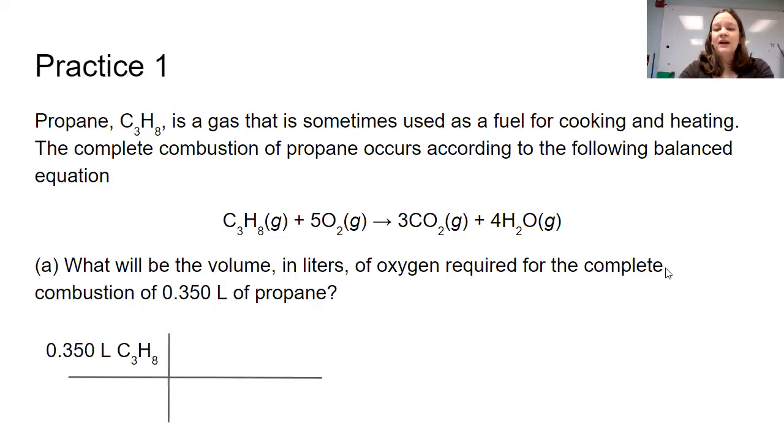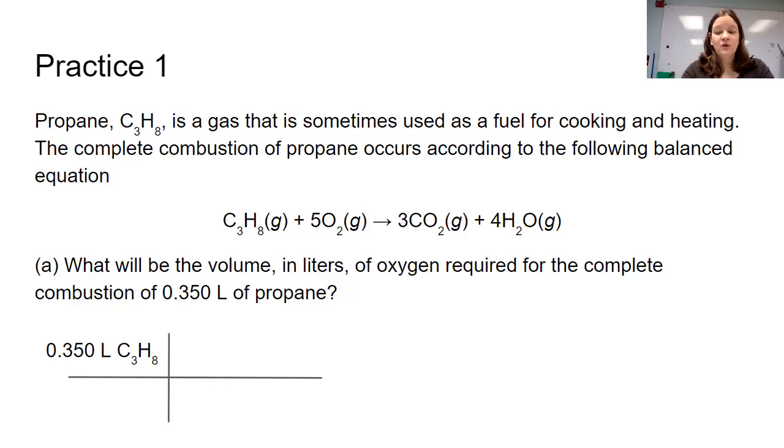All right, so here we have an example using propane. And it gives us the equation for the complete combustion of propane. And it asks us, first of all, what volume of oxygen would be required. So if I have 0.35 liters of propane, how many liters of oxygen do I need? So this, I'm just going to do a volume ratio.